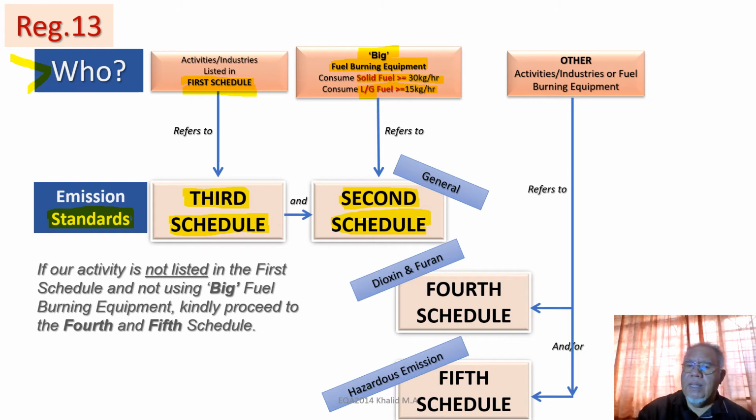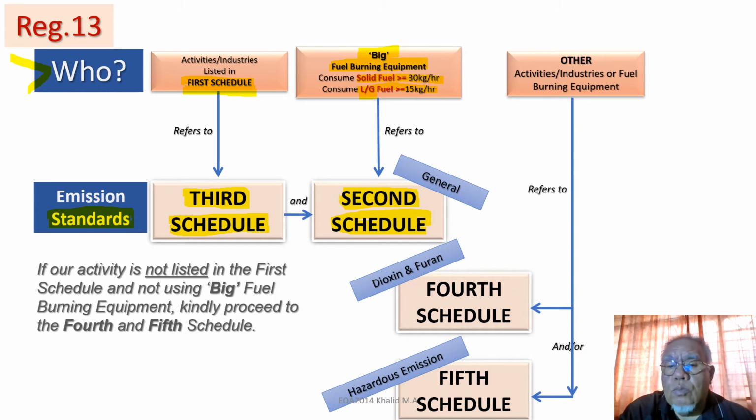What would that be the case now? What would then be? Got it? Some companies are listed in the third schedule, but they have a small standby genset. They have a small burner. They have a small oven.